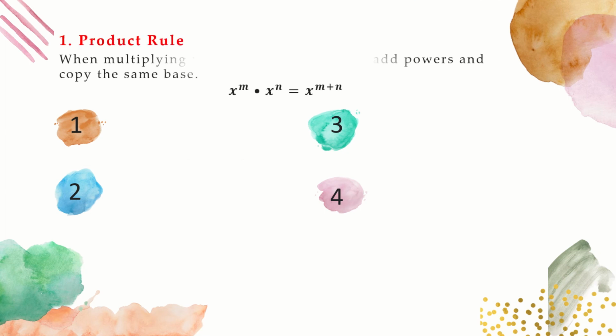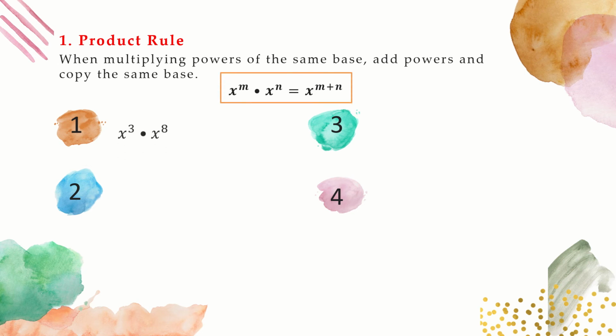So we have 4 examples of the first law of exponent, the product rule. So what does product rule says? When multiplying powers of the same base, we add powers and copy the same base. So we have base x exponent m times base x exponent n is equal to base x. We copy the same base, then add the powers or add the exponents m and n. So we will try to use that one sa examples.